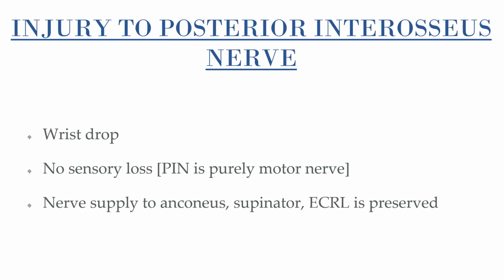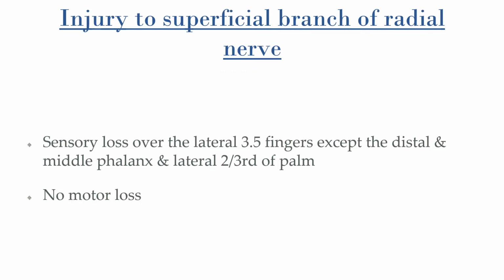Injury to posterior interosseous nerve will result in wrist drop. However, the nerve supply to anconeus, supinator and extensor carpi radialis longus will be preserved. There won't be any sensory loss because posterior interosseous nerve is purely motor nerve. Injury to the superficial branch of the radial nerve will result in sensory loss over the lateral 2/3 part of the palm and lateral 3.5 digits, except the skin covering the distal and the middle phalanx. There won't be any motor loss because superficial branch of the radial nerve is purely sensory.